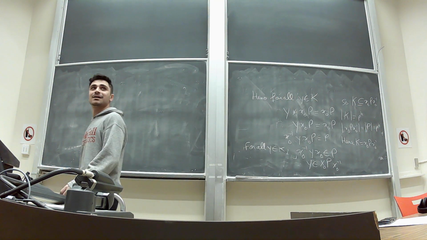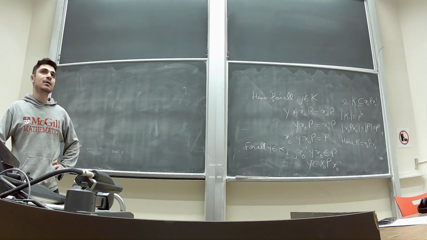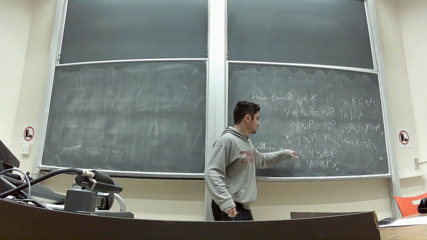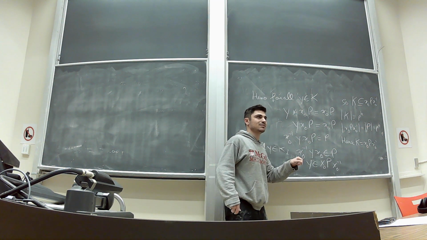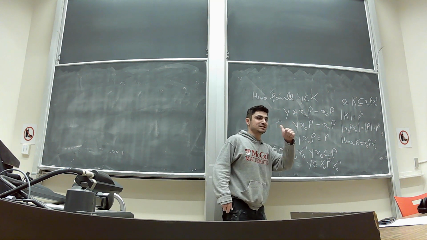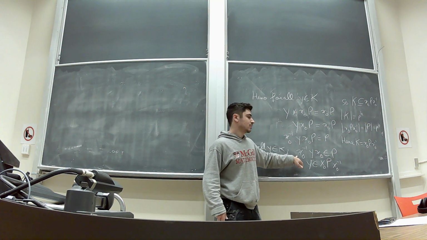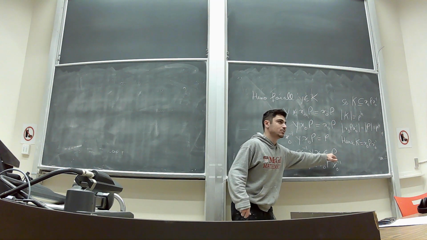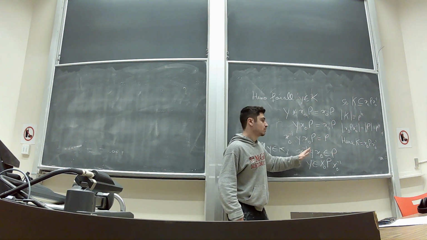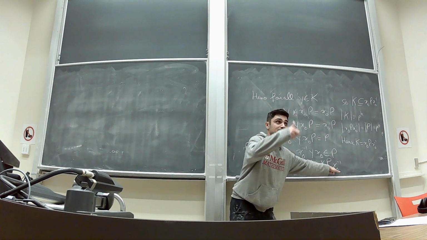Yes? Why exactly is x0 inverse y x0 in P? Oh, multiply by x0 on both sides. By x0 on this side, x0 inverse on this side. Make sense? So multiply by x0 on this side, you get x0 here. This goes away. Multiply by x0 inverse on this side. This goes away. You have an x0 inverse here. Is that clear?